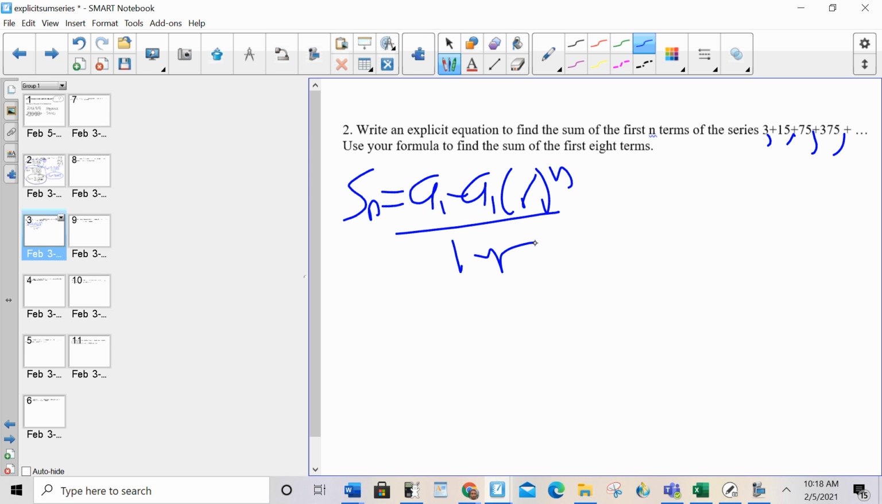Take a few seconds, decide what you think r is going to be in this example. R is 5 because I'm multiplying by 5 to get from 3 to 15 times 5 times 5. a1 is 3. Why don't you take a few seconds and substitute those values in to come up with your explicit equation? I'll just sit here. It should take about 15 seconds.